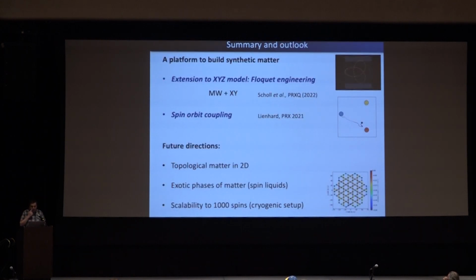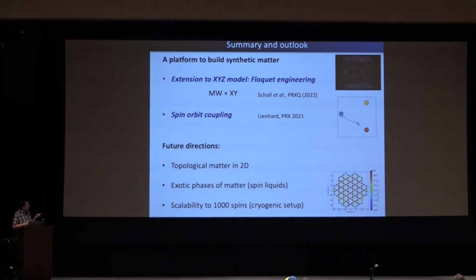All right. And with this, I'm coming to the end. I hope I could convince you that this platform is a very nice platform where one can engineer synthetic matter. And something that I would like to mention also that is possible: I was saying that we have basically two types of Hamiltonians that we can implement in the platform. But we can extend to other models, like for example the XYZ model, using techniques of blockade engineering, as we have done some time ago in our group.